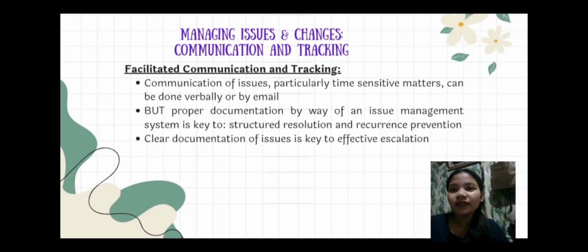Next is facilitated communication and tracking. Communication methods: issues, especially time-sensitive ones, can be communicated verbally or via email. Number 2, importance of documentation. Proper documentation through an issue management system is critical for structured resolutions and preventing recurrence. Last is documentation and escalation. Clear documentation of issues is essential for effective escalation.